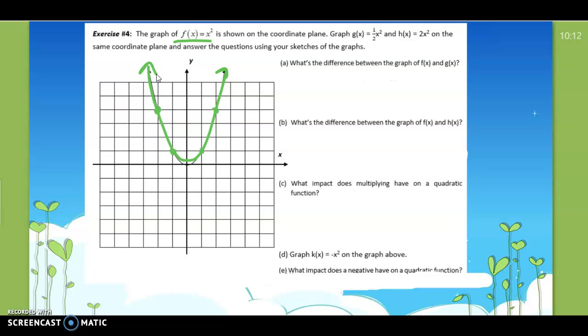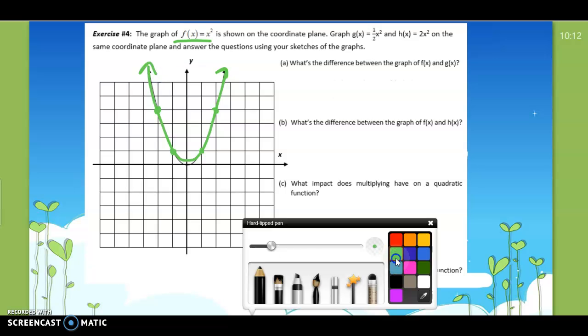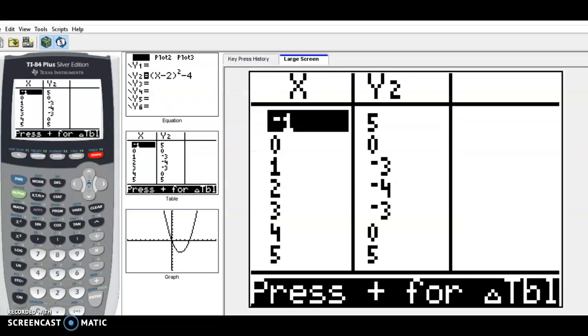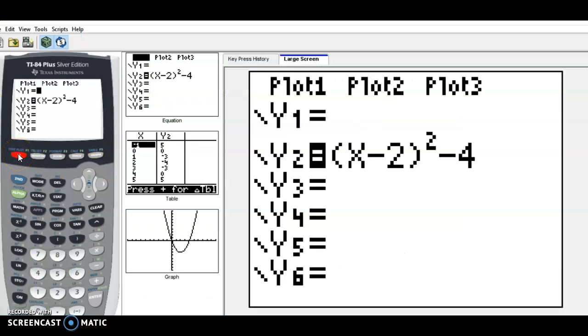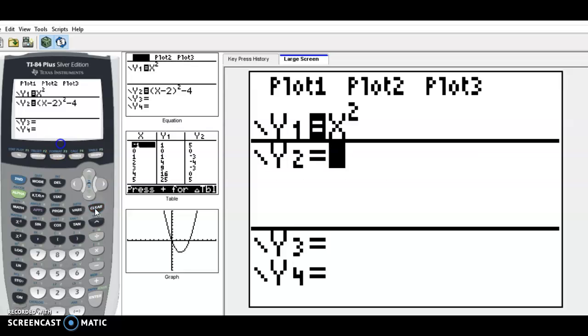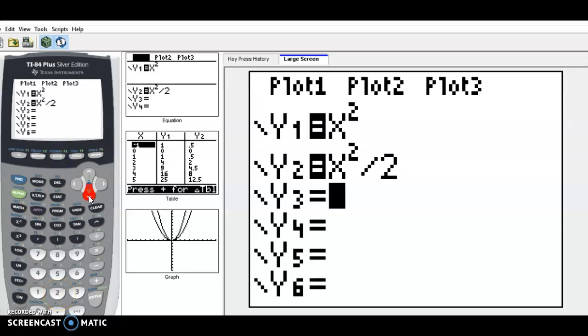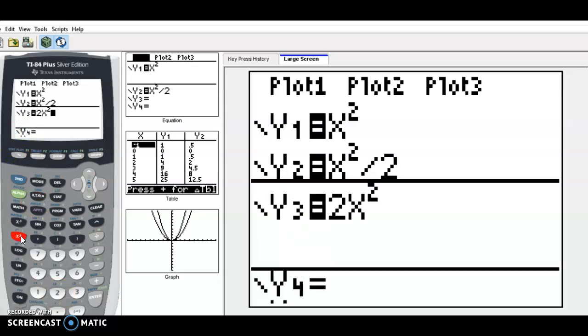Okay? Now, we want to go ahead and graph g of x, which is half of what we saw, and then we want to go ahead and do h of x, which is twice x squared. Now we're going to use our calculator to kind of get us going here. So calculator's out, y equals, and let's go back and put in x squared as the first one. I am going to get rid of my other one here, and I need to put in half of x squared. Easiest way to do that is to do x squared and divide it by 2. So there's half of x squared, and then the other one is 2x squared.